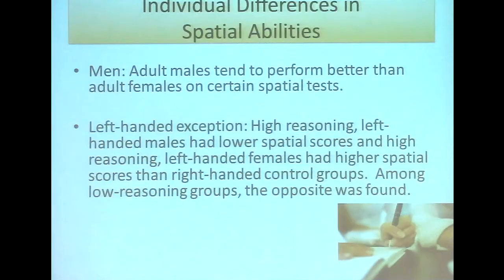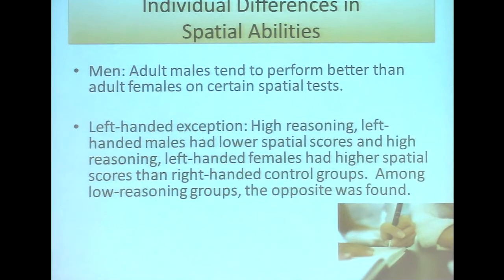And they found with left-handed people, they divided them into high reasoning people, so people who can reason well, and people who can't reason all that well. And with high reasoning, left-handed males, they had lower spatial scores. And high-reasoning left-handed females had higher spatial scores than right-handed control groups.